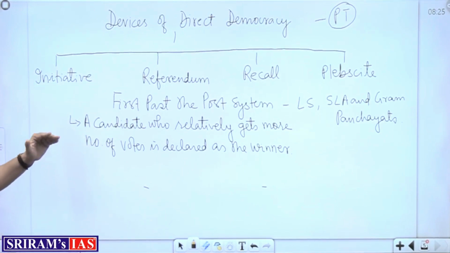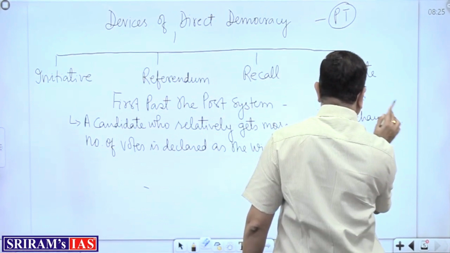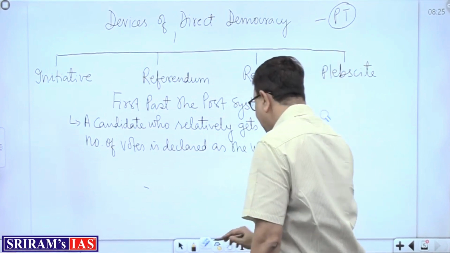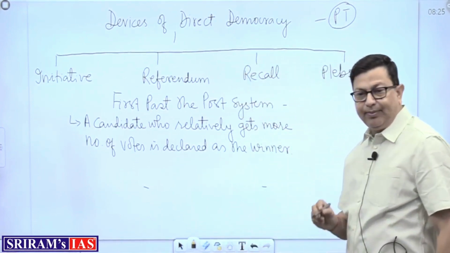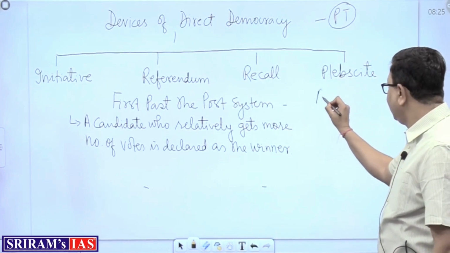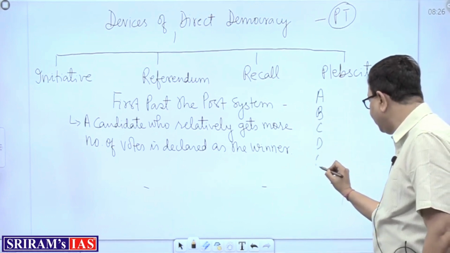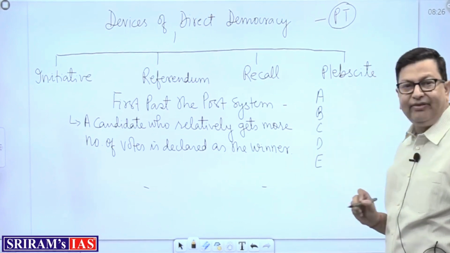Who relatively gets more number of votes. Now, what is this relatively more number of votes? You see, suppose we have these 5 candidates.